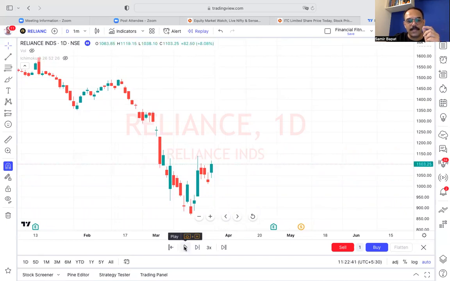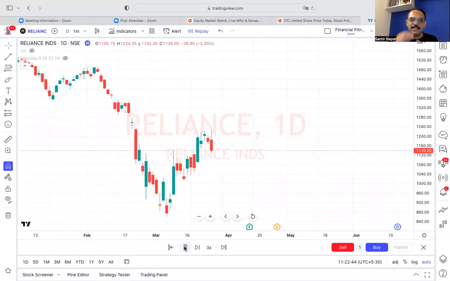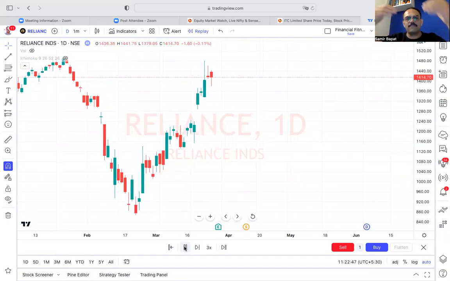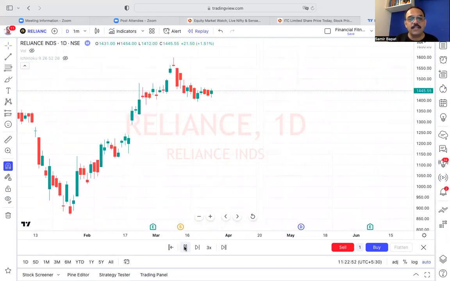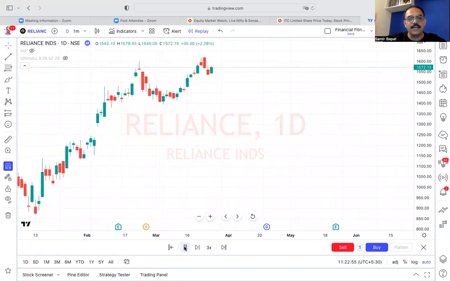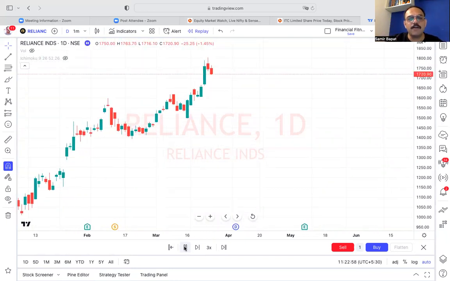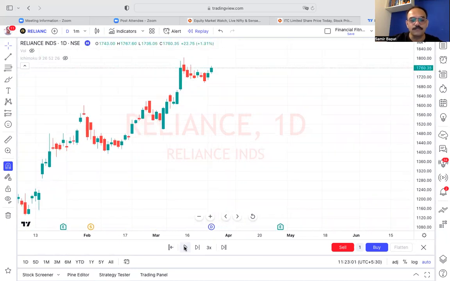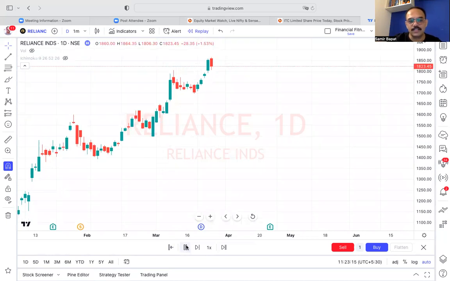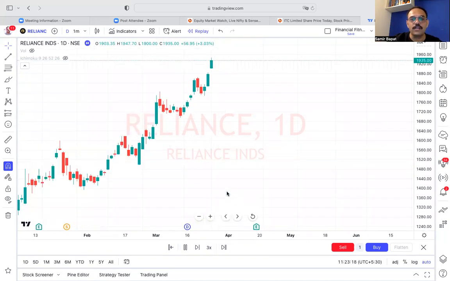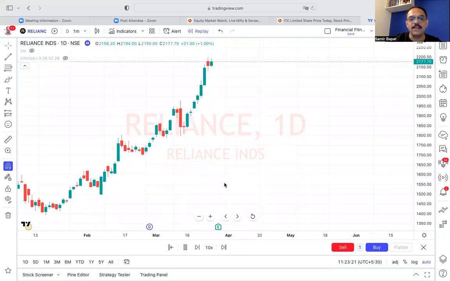If you press the play button and you don't have to press anything, it will play one by one. So you can replay the entire 4 to 5 years and experience how it has happened, and you can take the decision and do back testing. So this is a very powerful tool for doing back testing. Again, you pause, it will stop. The speed here is 1x, 3x, 10x. 1x, it will go candle by candle, peacefully. 3x goes a little faster. 10x goes much faster.